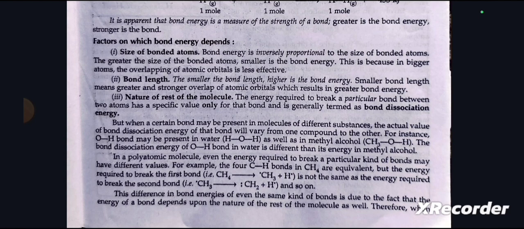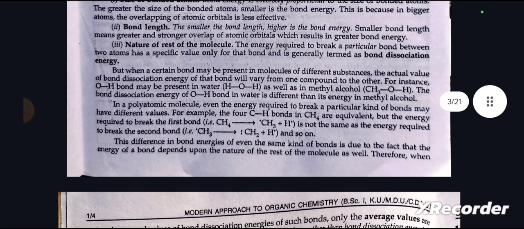Factors on which bond energy depends. First, size of bonded atoms. Bond energy is inversely proportional to the size of bonded atoms. The greater the size of the bonded atoms, smaller is the bond energy. This is because in bigger atoms, the overlap of atomic orbitals is less efficient. Second, bond length. The smaller the bond length, higher is the bond energy. Smaller bond length means greater and stronger overlap of atomic orbitals, which results in a greater bond energy.